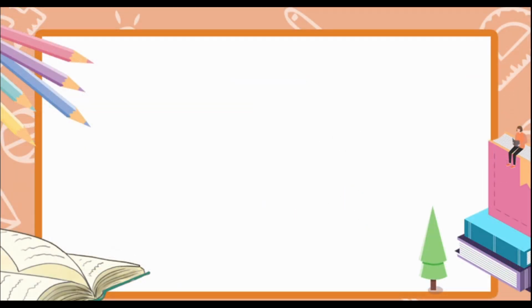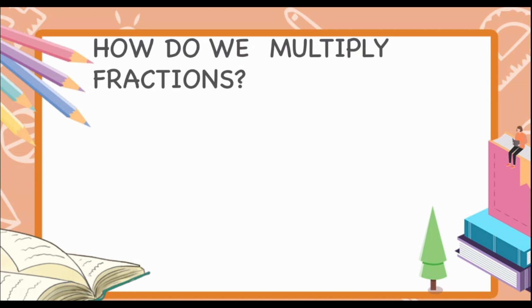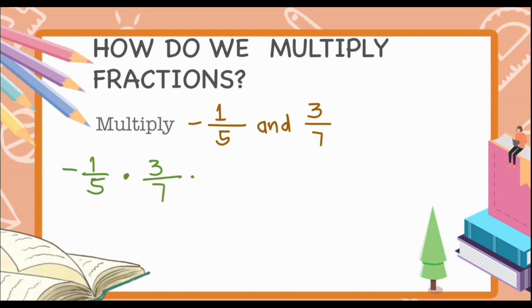Okay? Now that we are done with addition and subtraction of fractions, let us go to the multiplication of fractions. So, how do we multiply fractions? Okay, let us try this example. Multiply negative 1 over 5 and 3 over 7. The first thing you will do is to write the problem. Negative 1 over 5 times 3 over 7. Since we have a negative here, you can put that on either the 1 or the 5. It doesn't matter.